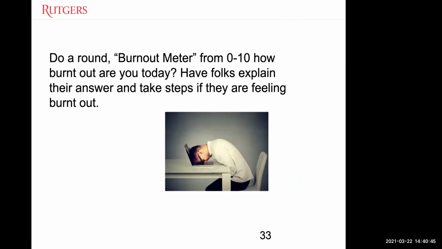Just having the group do a round if you're meeting in group supervision, and talk it from 0 to 10. How burnt out are you feeling? And if folks give you a very high number, you say, is this something you want to talk about? Is there any way we can help? A lot of times, people just having an opportunity to talk about it helps, even if you don't have a concrete strategy that you're going to employ.